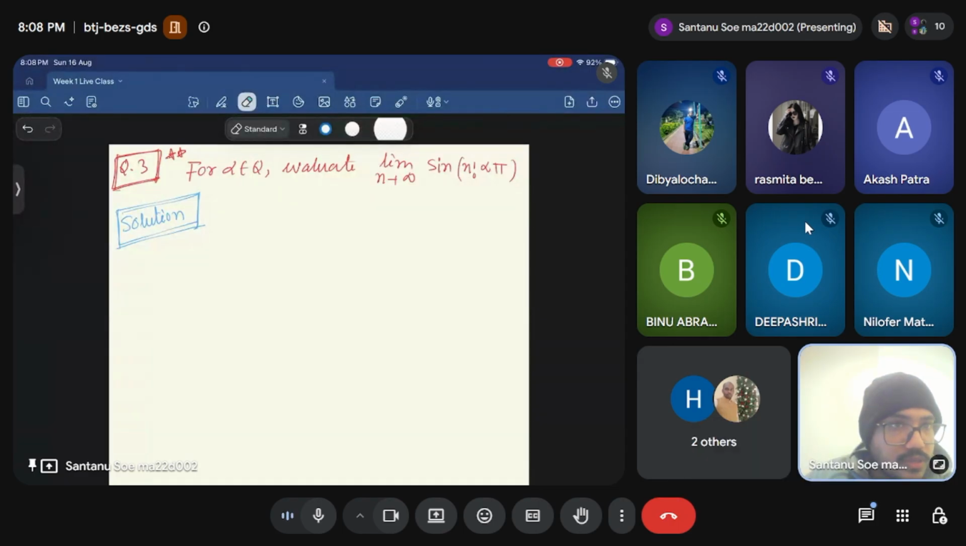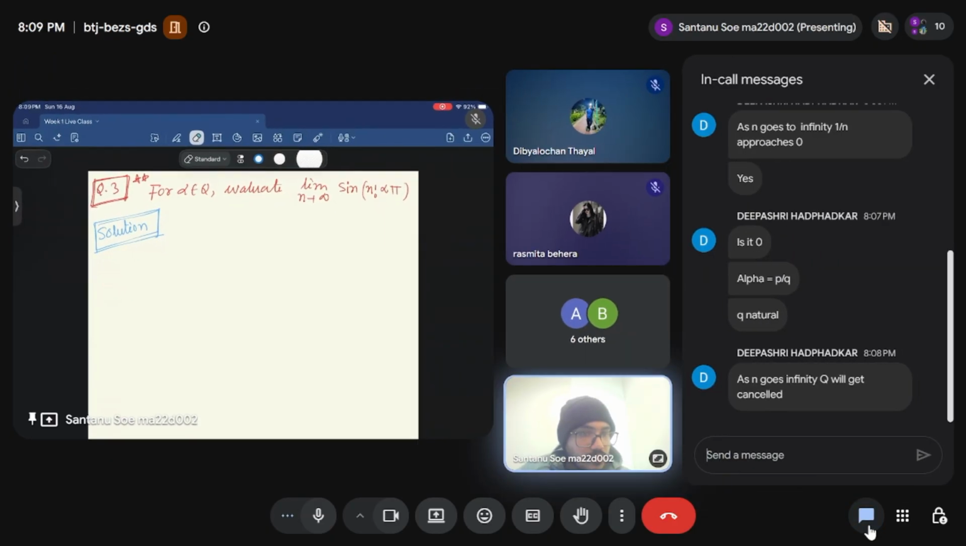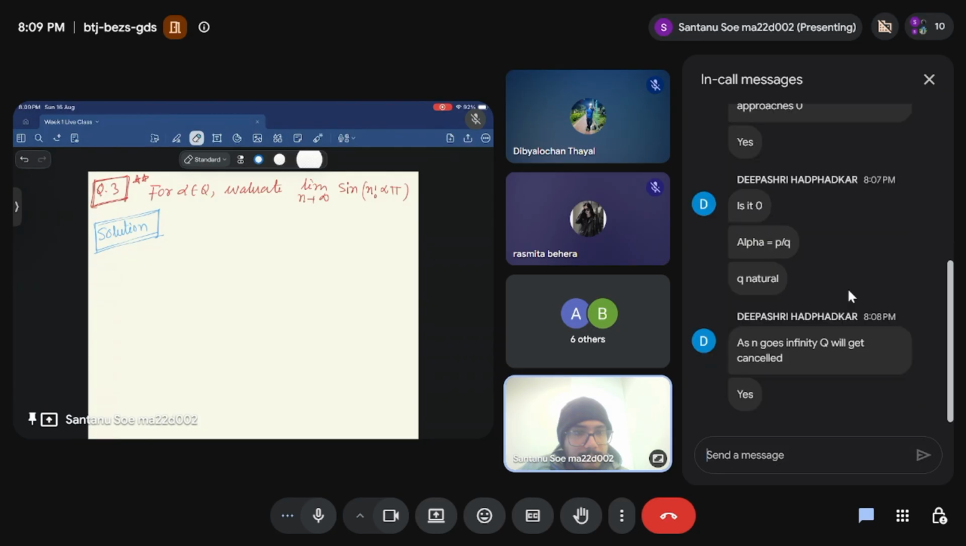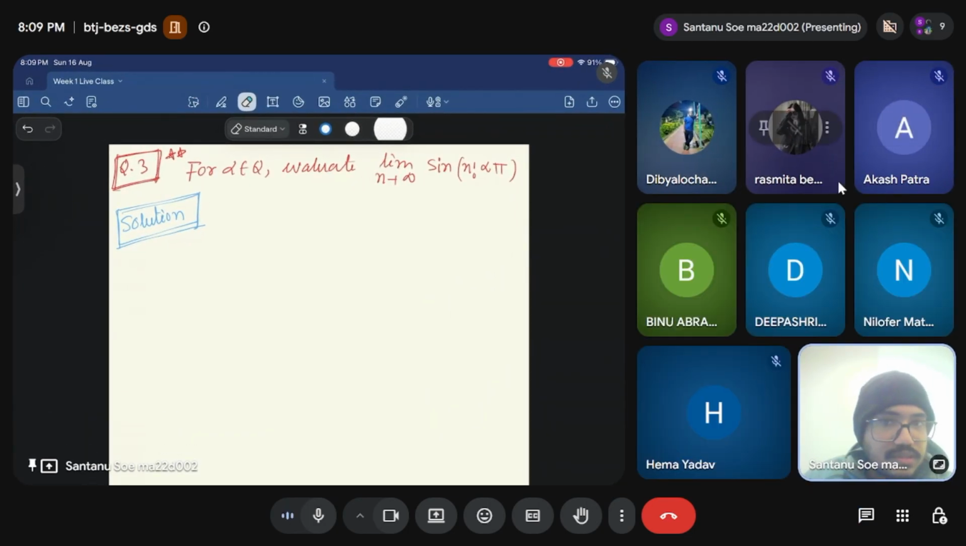Okay, so do you mean the small q? It's not the capital Q, right? I think, as you said, as n goes to infinity, q will get cancelled. It's not appropriate to say mathematically, but as n goes larger, q will get cancelled out, right? I mean, after some n equals q, that means inside will be an integer.